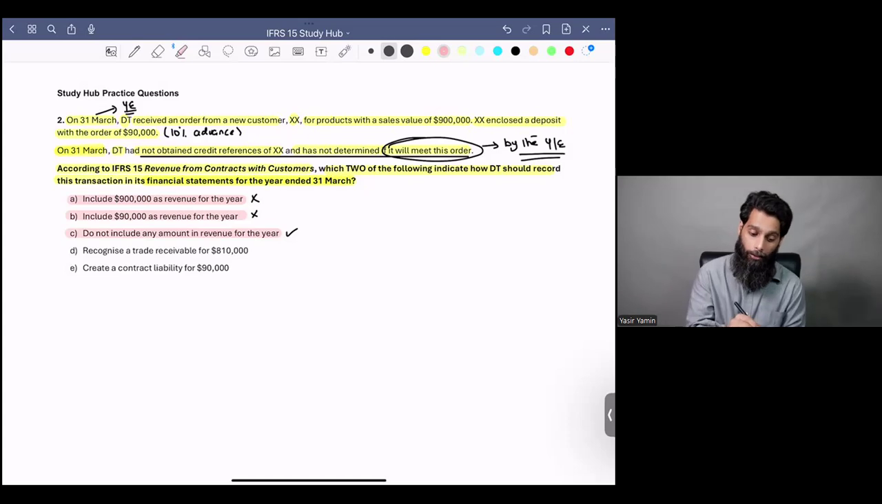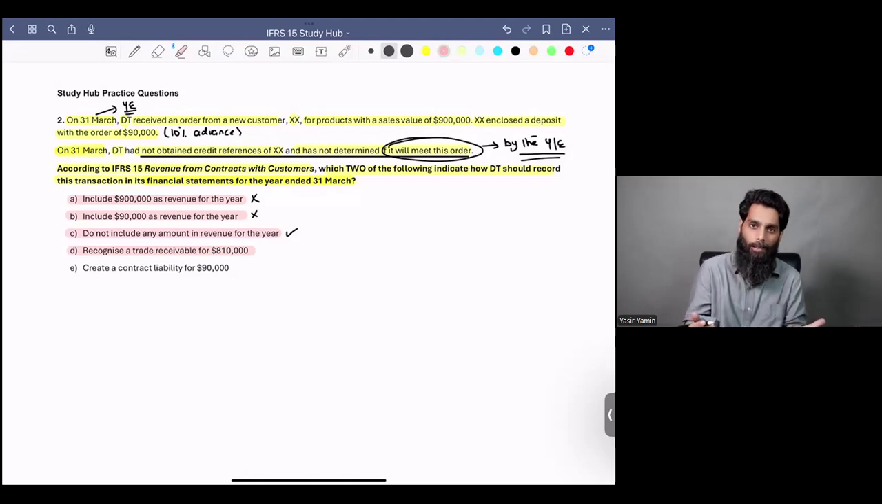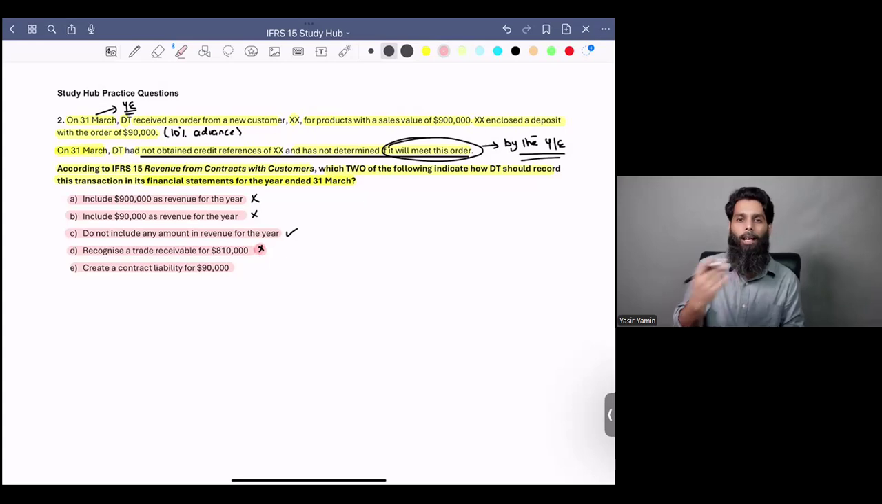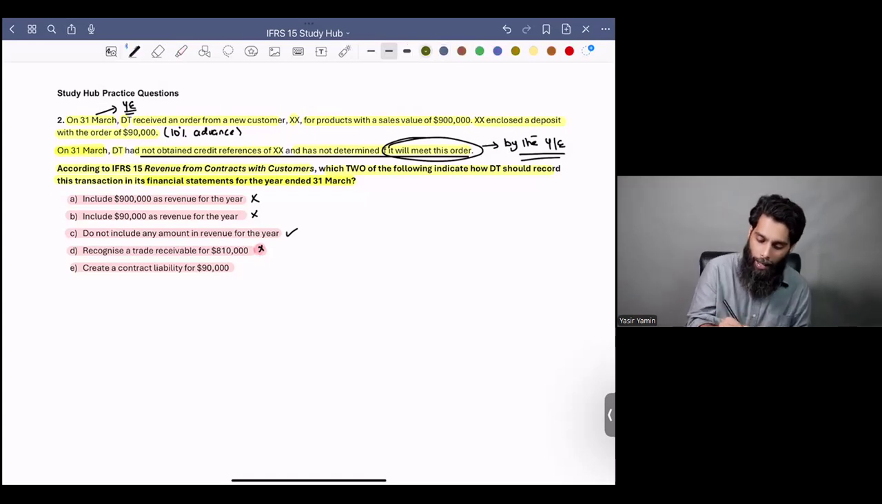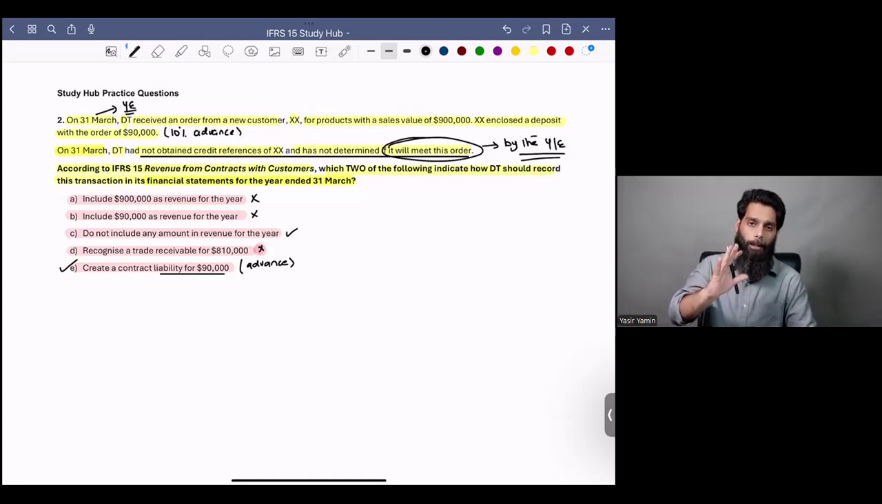Excellent. Recognize a trade receivable for $810,000. Can you recognize a right to receive cash even though you have not provided any good or service to the customer? That does not even make sense. So this is not the answer as well. That means E is for sure the answer. You recognize a contract liability or an advance income or a prepaid income or an unearned income or a current liability. You recognize a liability of $90,000 with respect to advance. Is that correct? The answer is yes. Make sense? Easy question. A conceptual question, but an easy question.